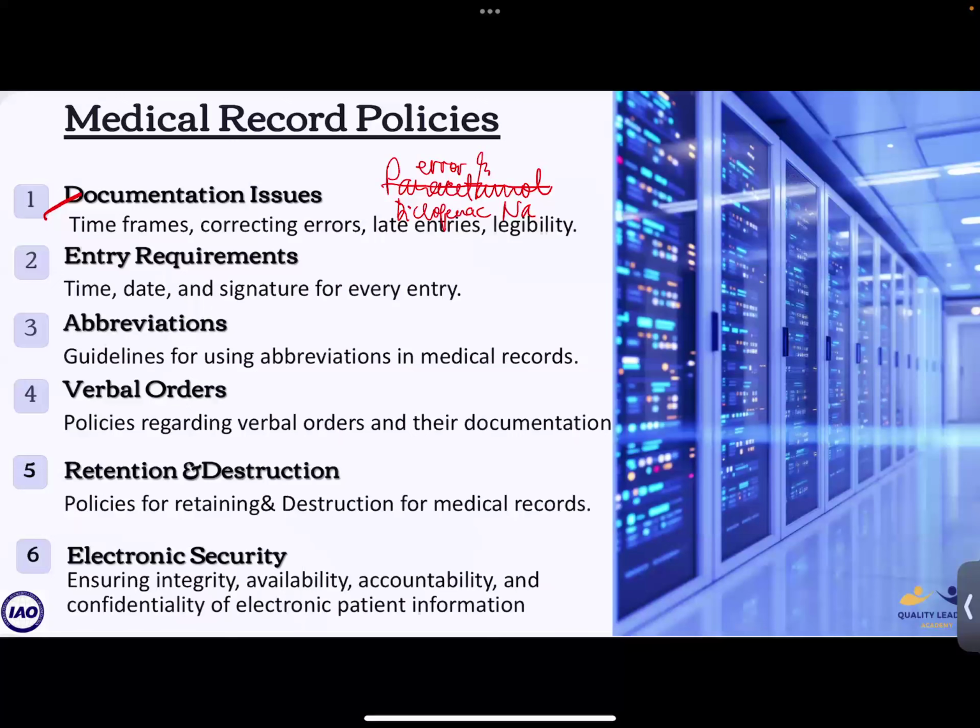So you should use a single line to mark a mistake and write the correct information, but you must not erase any record or use correction fluid or similar methods. So if there is any late entry, for the time, the date, and signature of every entry, you must document it as a late entry, providing the date and time and the signature.